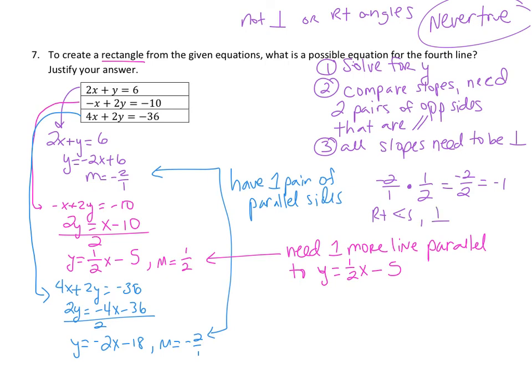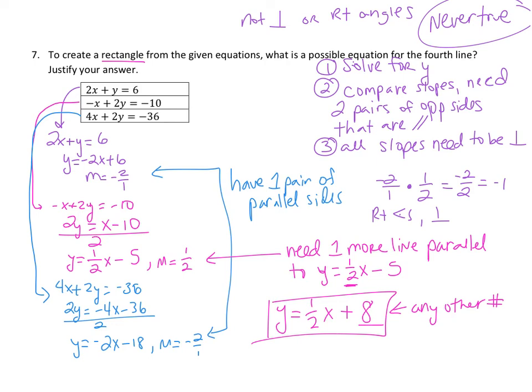So now we just need to make up any line we want that is parallel to this other one. So we know it has to be 1/2 x, and this other number could be any number that you want to make. So I'm going to choose that it's going to be +8. So this is one possible line that is parallel to the other one, and that would give us 2 pairs of opposite sides that would make a rectangle because they are right angles as well.